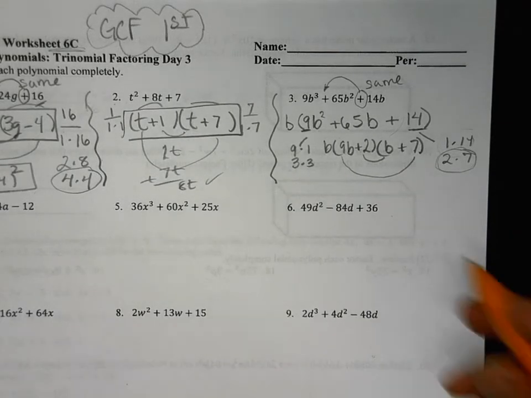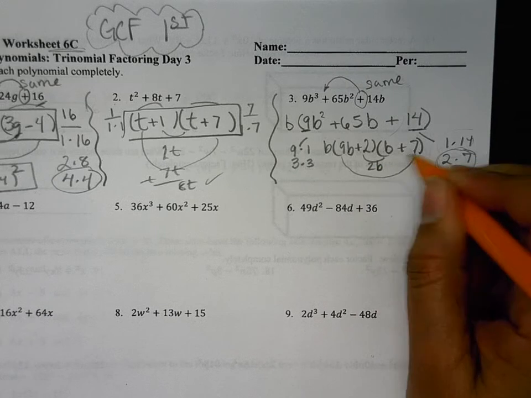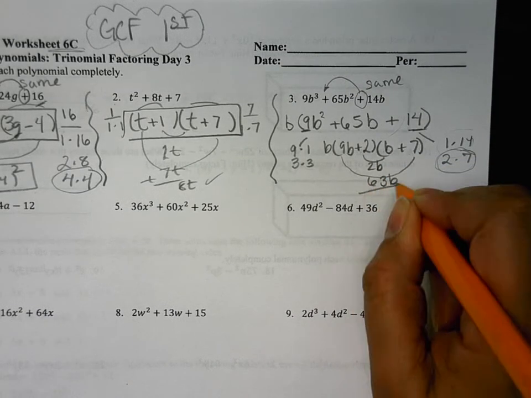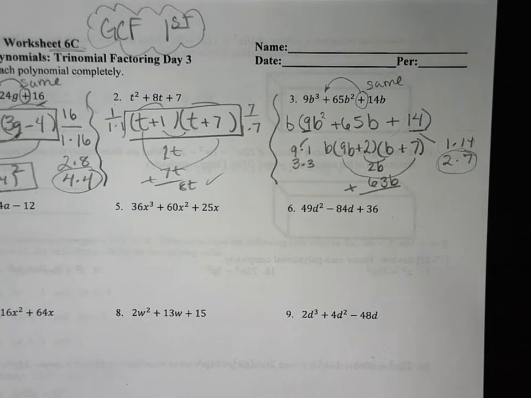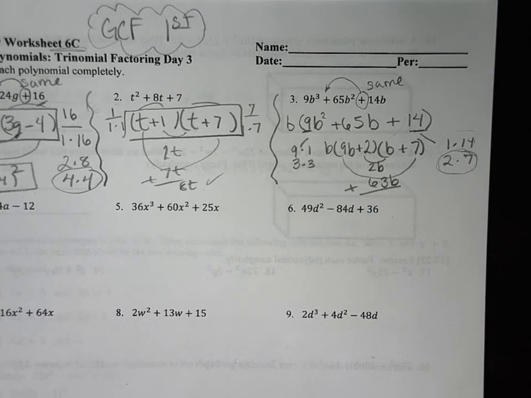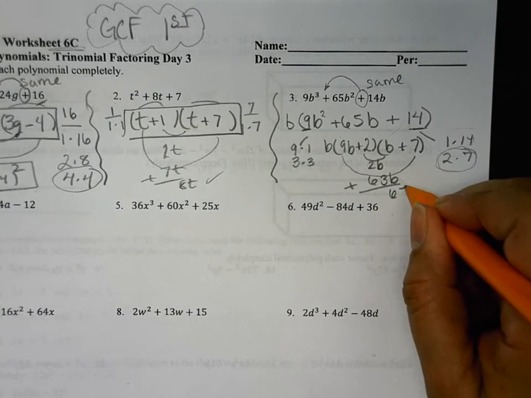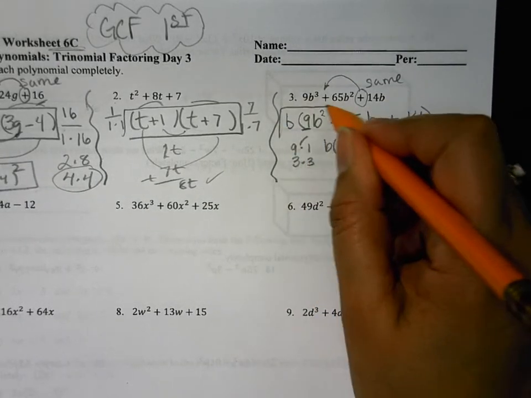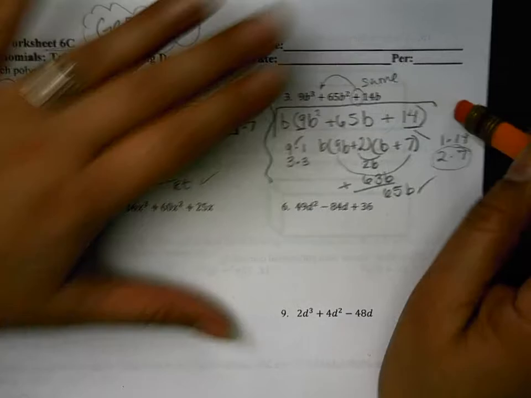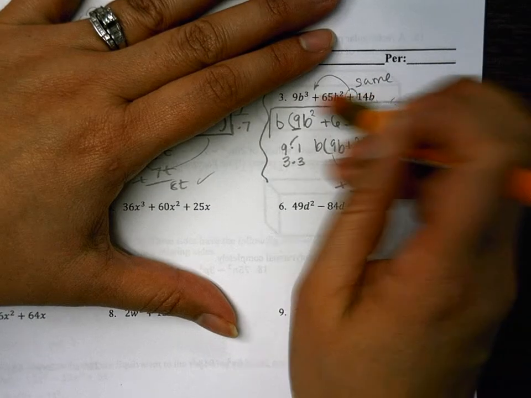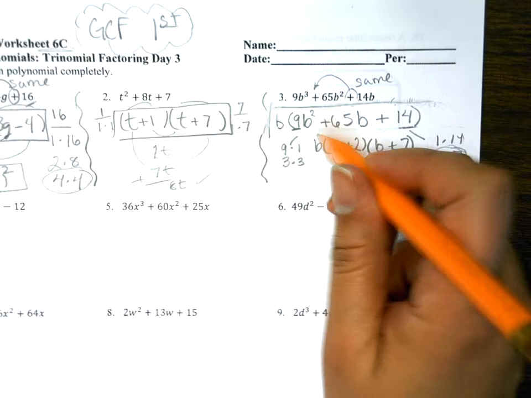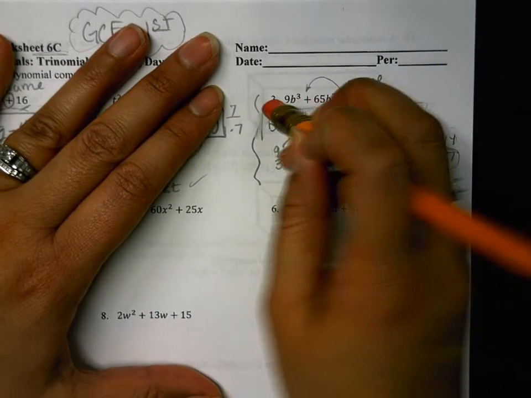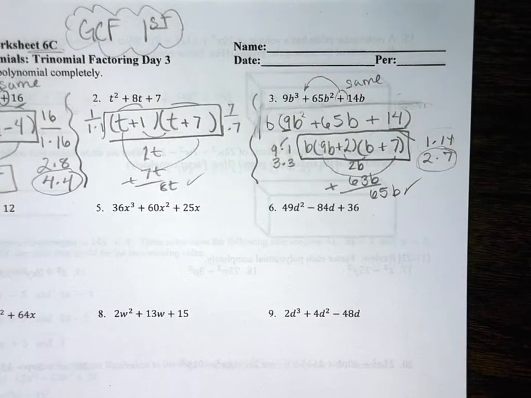Did it work? Okay, so let's see. 2b and what is it? What did you guys say outside? 63. And 63b plus 2b, is that the middle term? Don't forget the b that's sitting out front, and I am boxing in the wrong part. It is here. Yes.